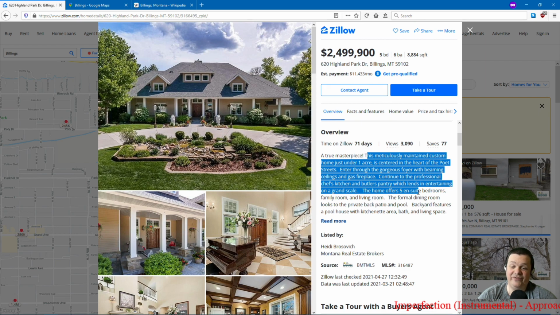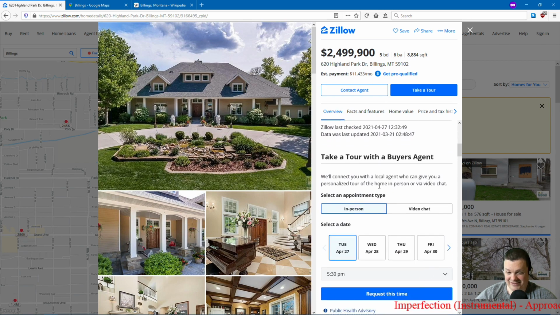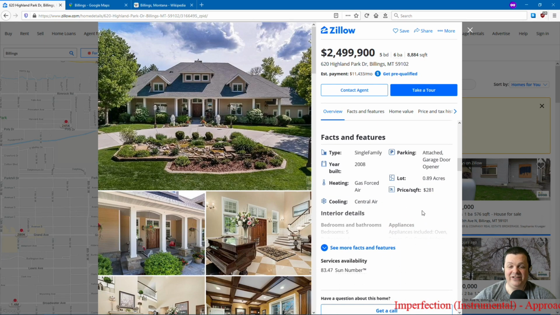Home offers five ensuite bathrooms, family room and living room. Formal dining room looks to the private back patio and pool. Backyard features a pool house with a kitchenette area, bath and living space. Oh, okay. So you can have Kato Kaelin back there if you want. A single family, 2008, gas, forced air and central air. Attached garage with door opener.